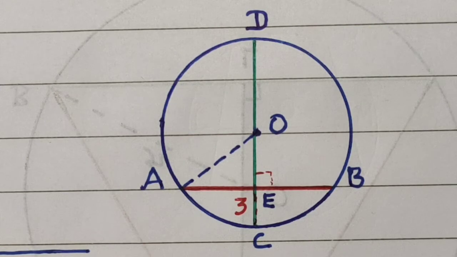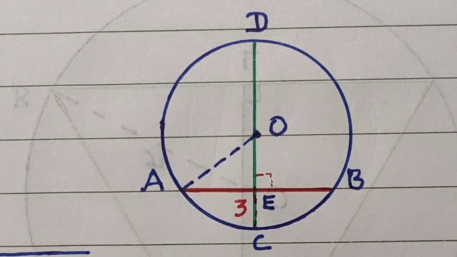Here CD is the diameter of a circle with center O, and it is perpendicular to the chord AB. If AB is equal to 12 centimeters and CE is equal to 3 centimeters, find the radius of the circle.